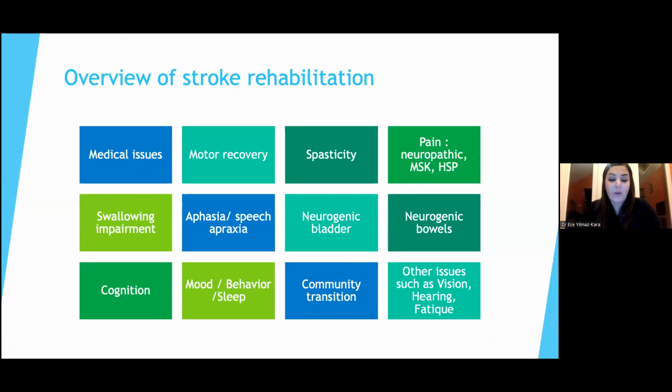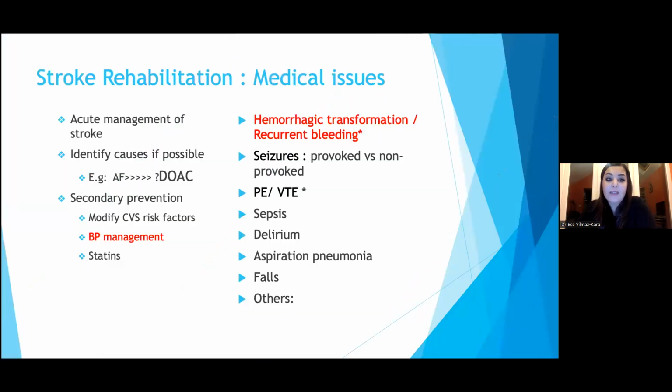We're going to have a quick overview of all the issues I listed here, so I'll try to go one by one and summarize the message as best I can. Let's look at the medical issues. Obviously, there is acute management of stroke, which I'm not going to talk about. This is normally dealt with by neurologists or stroke physicians. What's important for us as rehab medics is to identify causes if possible.